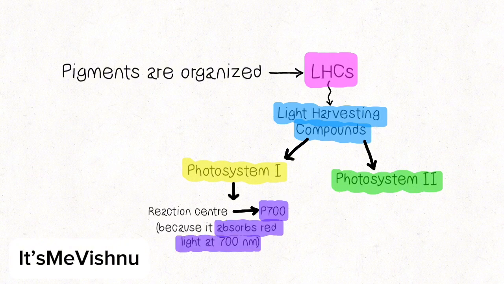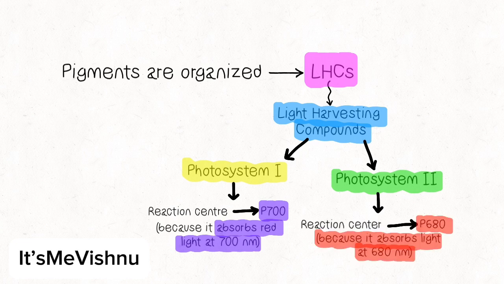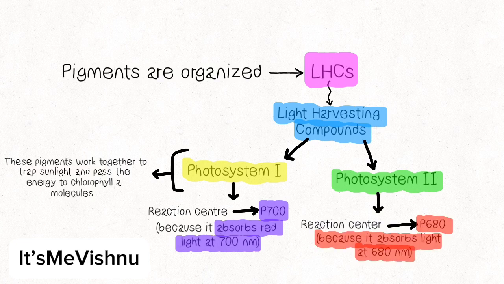It absorbs red light at 700 nanometer. In photosystem 2, the reaction center is P680. It absorbs light at 680 nanometer. These pigments work together to trap sunlight and pass that energy to special chlorophyll A molecules.